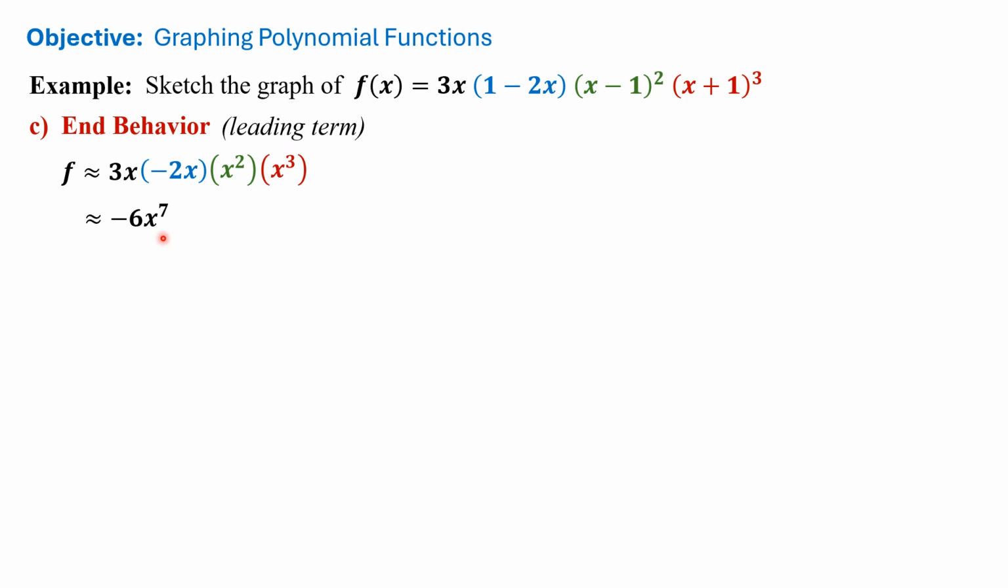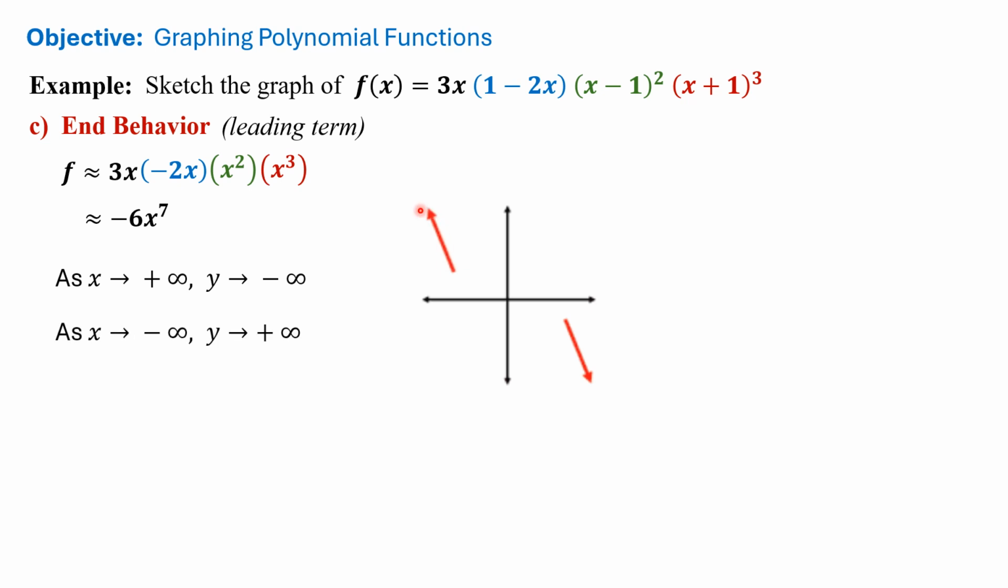So the end behavior, when the degree is an odd number and the leading coefficient is negative, will look like this. Meaning, when x approaches positive infinity, y approaches minus infinity. And when x approaches minus infinity, y is increasing, or approaches positive infinity. So this is how you would describe the end behavior.